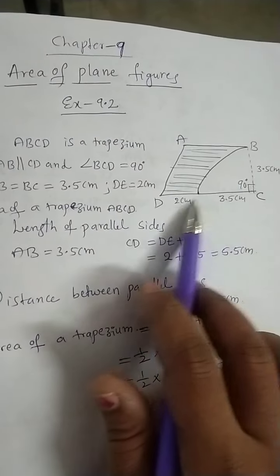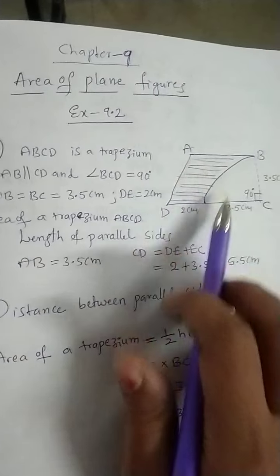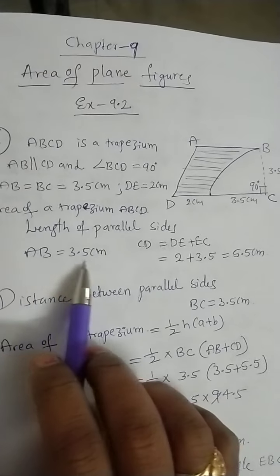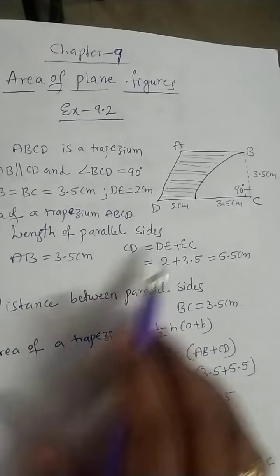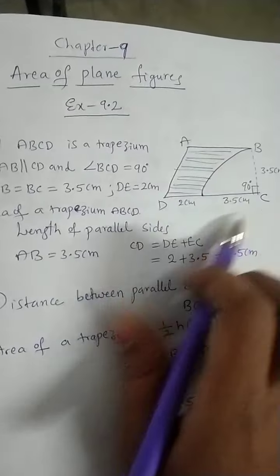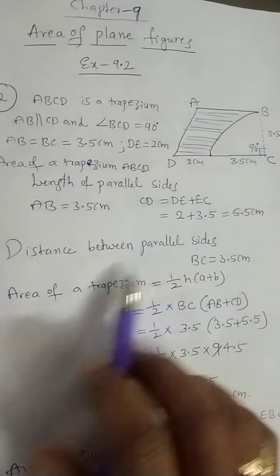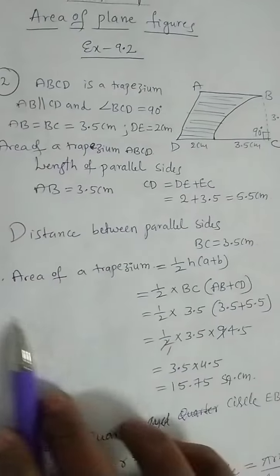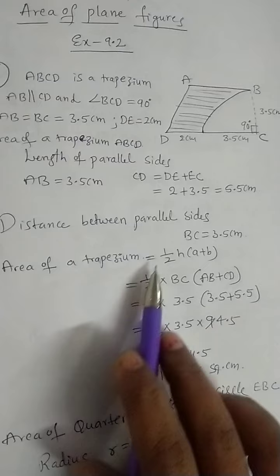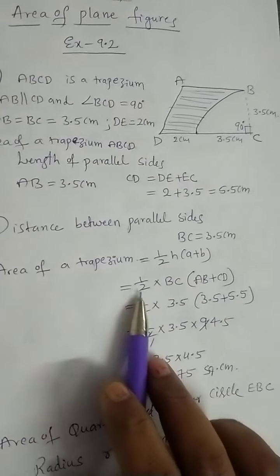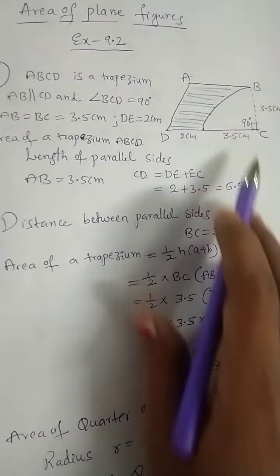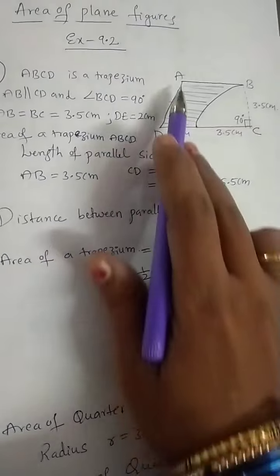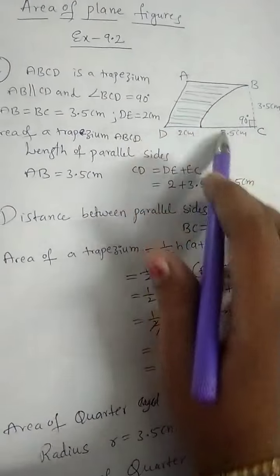The sum of these two we can calculate: 2 plus 3.5 is 5.5 centimeters, so CD is 5.5 and AB is 3.5 centimeters. Now the distance between the parallel sides, BC, is 3.5. The area of a trapezium formula is half into h into (a plus b), where h is the height BC. Here a plus b means AB plus CD, the sum of the parallel sides.